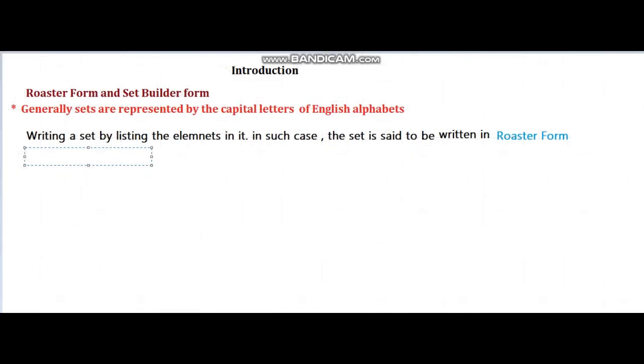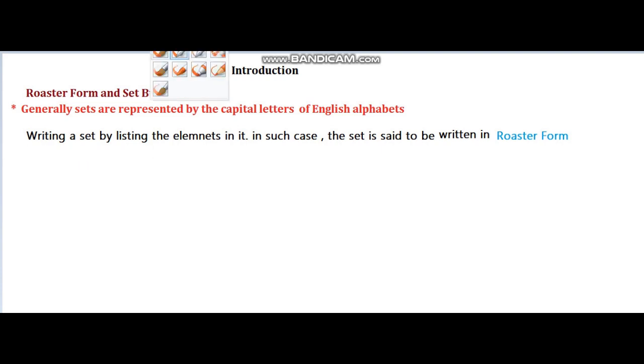Back to our maths classes. So we are in the chapter Sets, right? We are discussing the introduction to sets. In the last class also we discussed the introduction. Now we are going to continue the remaining introduction. Okay, see here now.